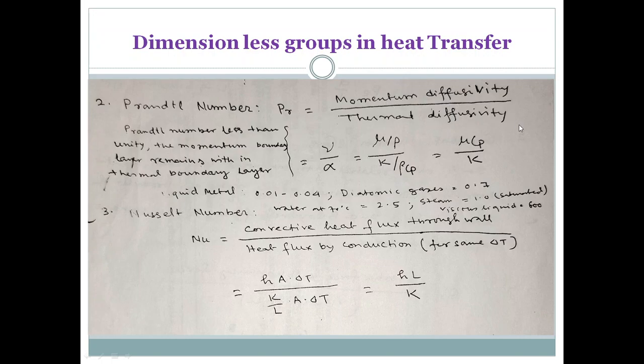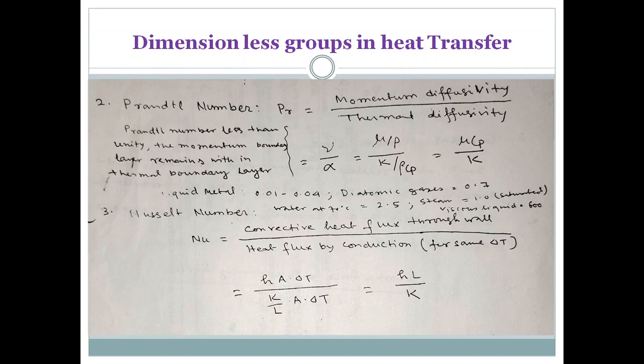When heat transfer is happening, let's take hot water. There is fluid flow happening, that is the momentum diffusivity, and heat transfer, that is thermal diffusivity. Now if you see mu Cp by k, this is a property of the fluid. Mu is the viscosity, Cp is the heat capacity of the fluid, and k is the thermal conductivity. So the Prandtl number is explicitly a property of the fluid.